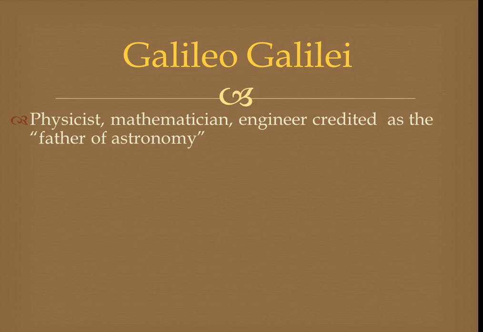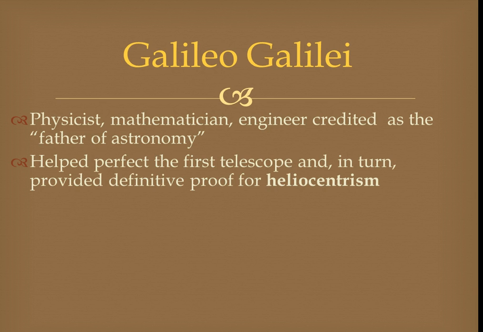Galileo Galilei, most commonly known as Galileo, is just his first name, but his last name is very similar. He was a physicist, mathematician, and engineer, and he is credited as the father of astronomy. He helped perfect the first telescope, so going back to that idea that our tools are important to what we can do. And so in turn, he provided the definitive proof for heliocentrism, that we could, with the telescope, track the stars throughout the year, track other planets throughout the year, and it made more logical sense that the planets and the Earth went around the sun as opposed to the other way around.